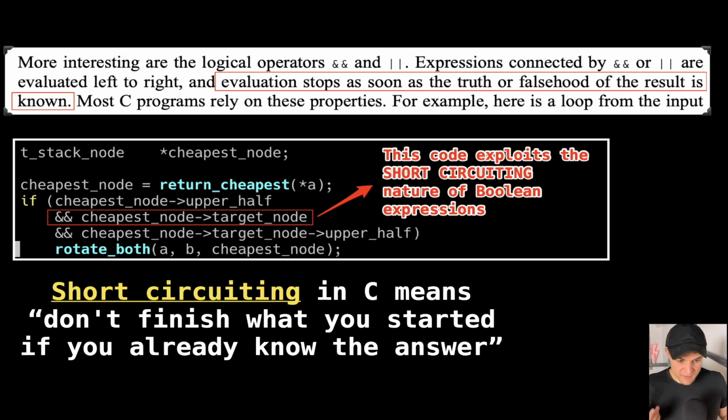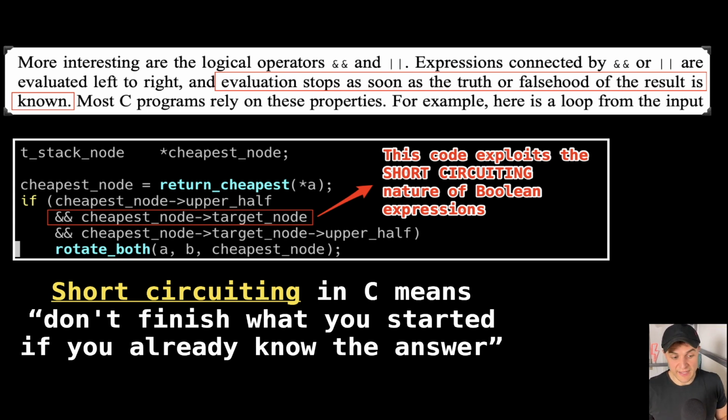Okay. Now the last thing of this video is the concept of short circuiting in C. What is this all about? Quote, evaluation stops as soon as the truth or falsehood of the result is known, and most C programs rely on these properties. Here, my friend, I have a real code example of one of my projects. You don't have to understand what is written, but here I exploit this short circuiting property.